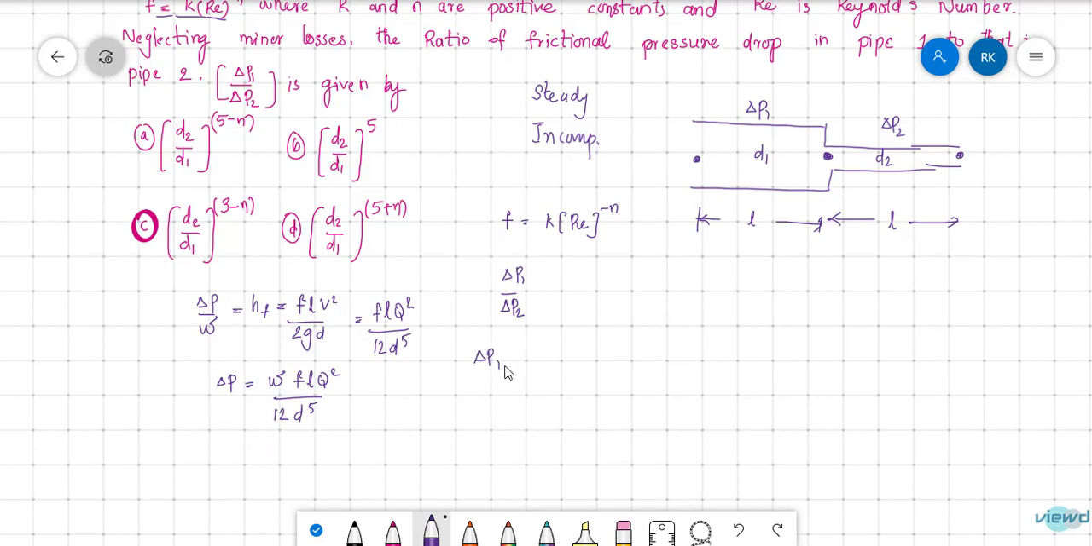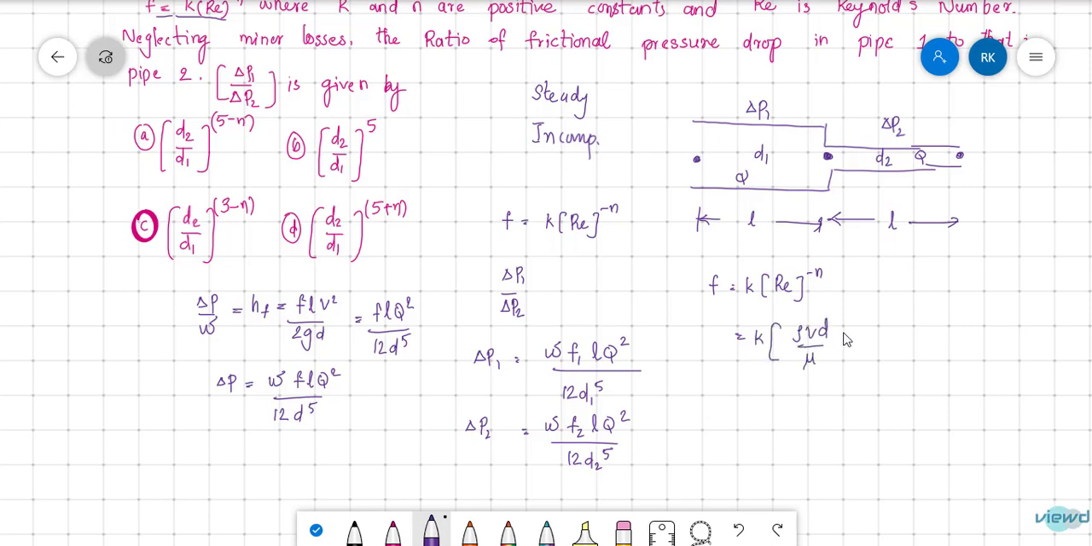So from this we can find delta P1. Delta P1 is equal to w into f1 L Q squared divided by 12 D1 power 5, since the length is the same and Q will be constant. And delta P2 is equal to w into f2 L Q squared divided by 12 D2 power 5. So what about f? f is equal to K into Reynolds number power minus n. What is Reynolds number? Rho V D by mu, whole power minus n.